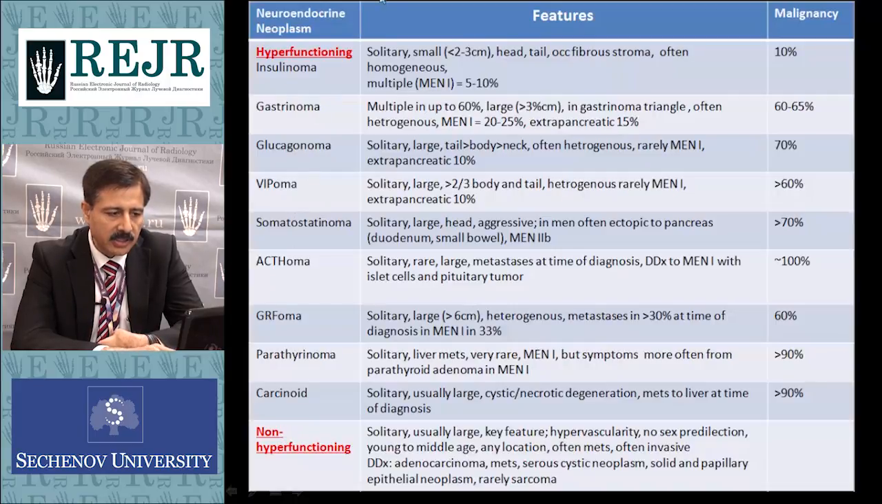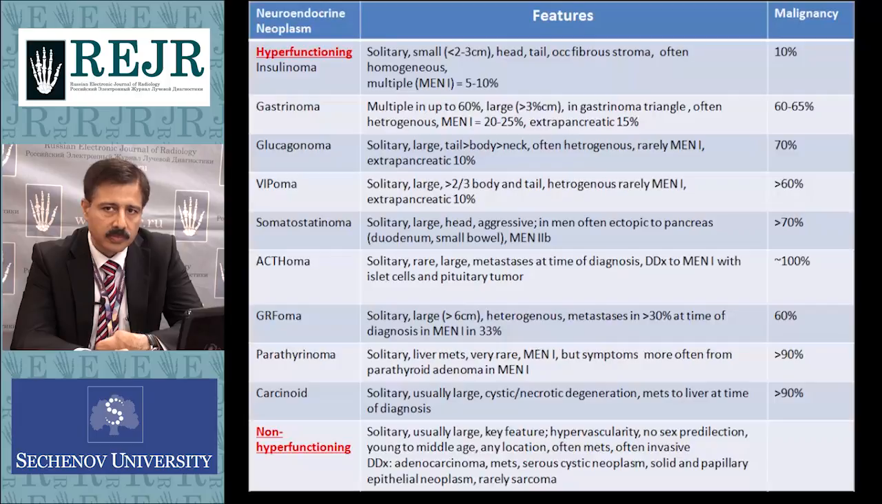Point to remember is that all of these tumors, if you look at this right side of this column, can have malignant potential. And some of these, for example, insulinoma here, 10% of insulinomas are malignant, while this one, which is ACTH-oma, is 100% malignant. So we should consider a neuroendocrine tumor as a malignant tumor whenever we see it on imaging, and we should take it out.